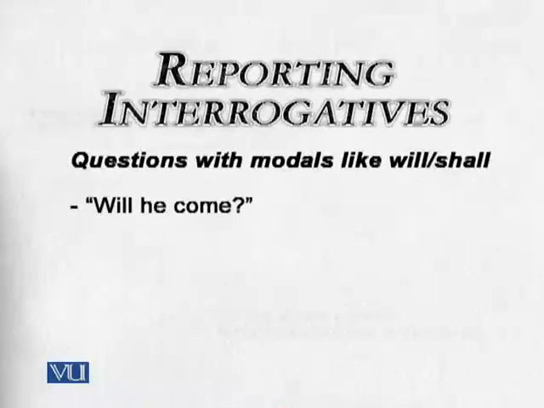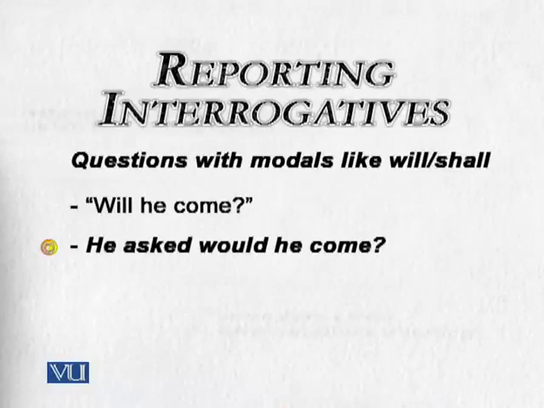On your screen, again, there's an example. Will he come? Changed into he asked, would he come? Look, in this sentence, he said, will he come? Okay, what we did, he asked. After asked, no that, no if, no whether. He asked. Will is going to be changed into would. So would is there. He asked, would. And then he come. So these are three types of interrogatives from direct into indirect speeches.